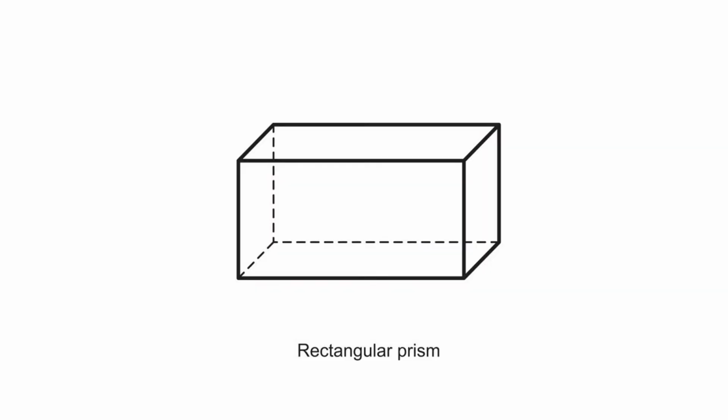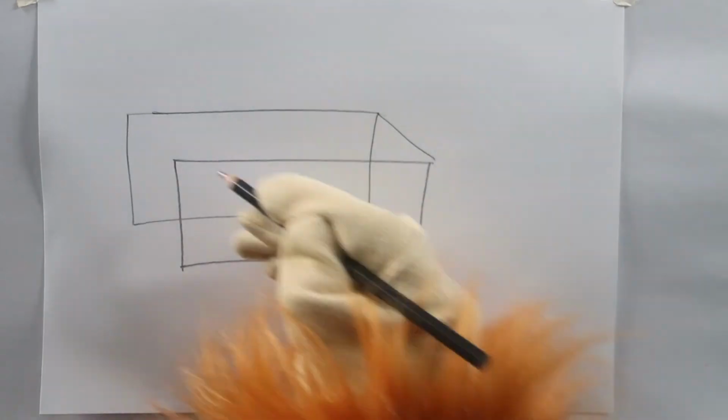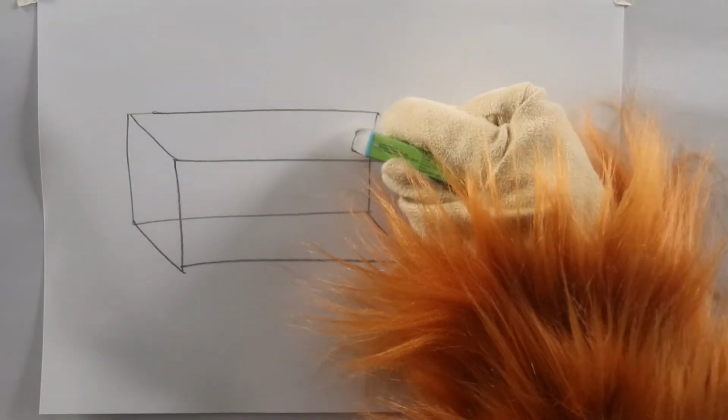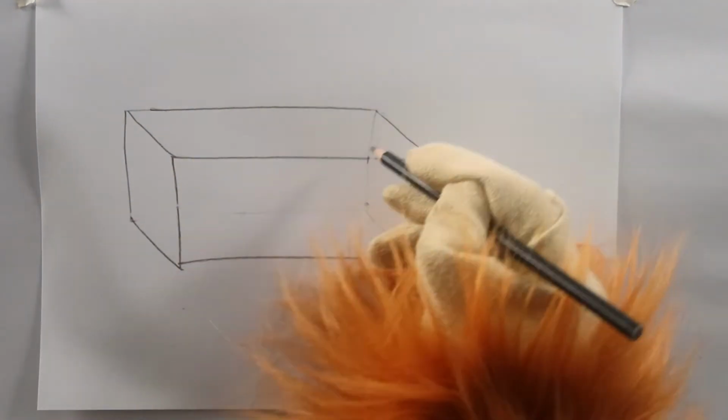Next shape is the rectangular prism. Kaku, can you draw this? Yes, but how does the rectangular prism look like? This is a rectangle 3D shape. Yes. So first, we will draw 2 rectangles lightly like this. Then join the corners and erase the inside lines and make it dark.